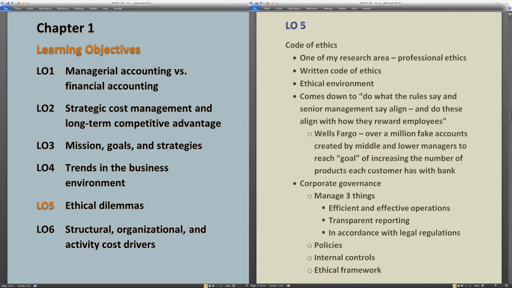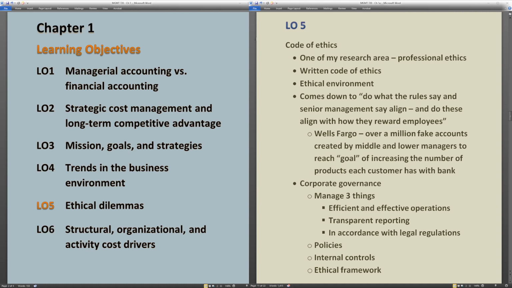Learning objective 5 deals with ethical dilemmas, and while I'm going to be kind of short and brief with this topic, it's not because I don't believe in it. In fact, professional ethics is one of my research areas. It's just that this is a very involved topic, and typically they give it short shrift in textbooks. And so I'm not really going to test too much on this, because I feel like either you do an extensive dive or you just don't. In other words, scratching the surface isn't really that worth it. But I will give you a couple of takeaways here.